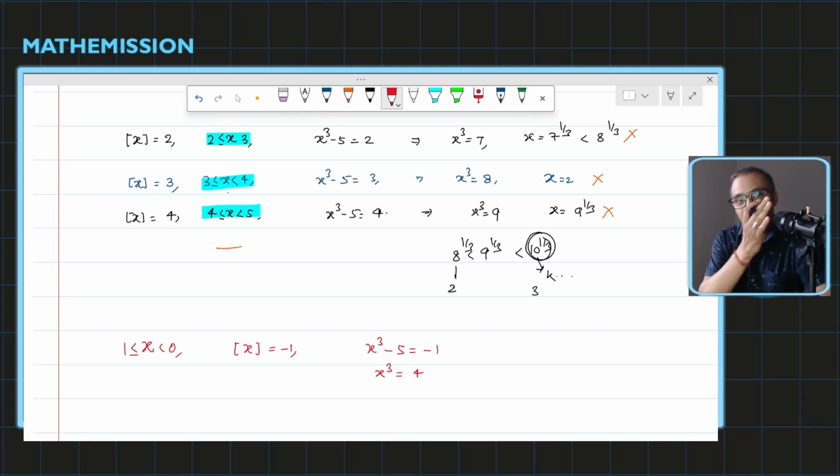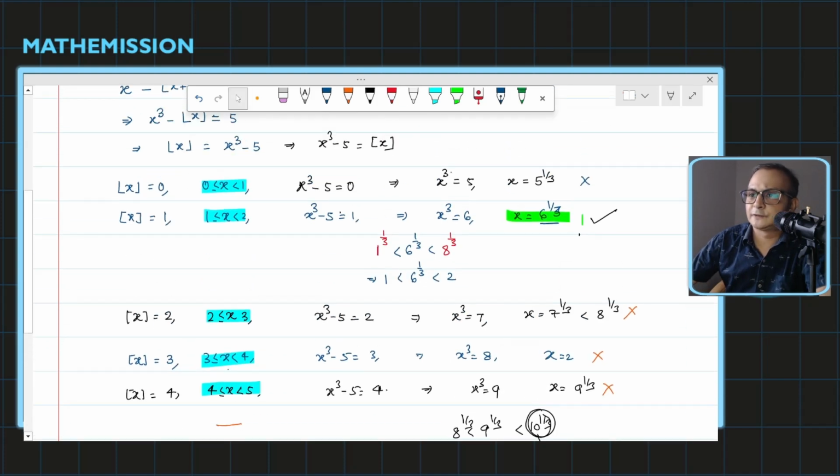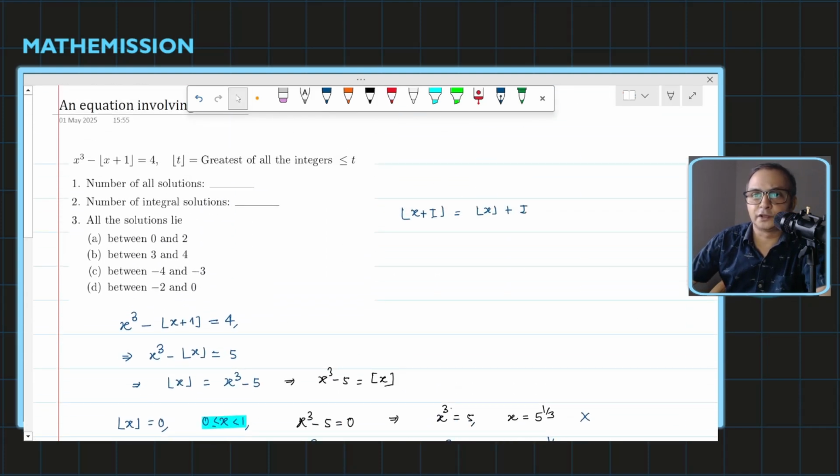So in the negative part, by any chance you cannot get any solution, because every time you put a negative number, it will make it positive. And of course, after some time, you may get a negative, but it will not match up with the solution interval. So therefore, there is only one solution we got for the non-integer. So the number of all solutions is only 1.